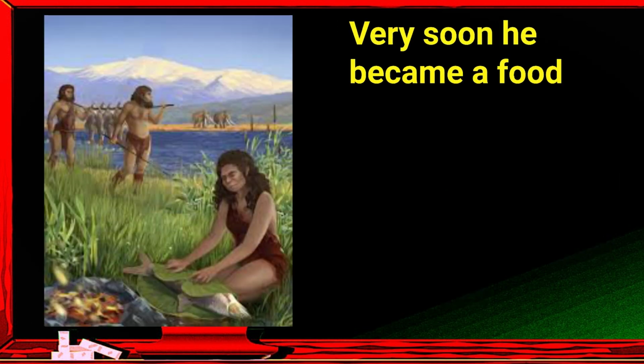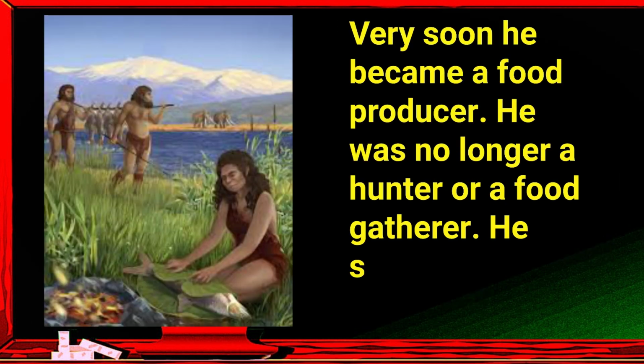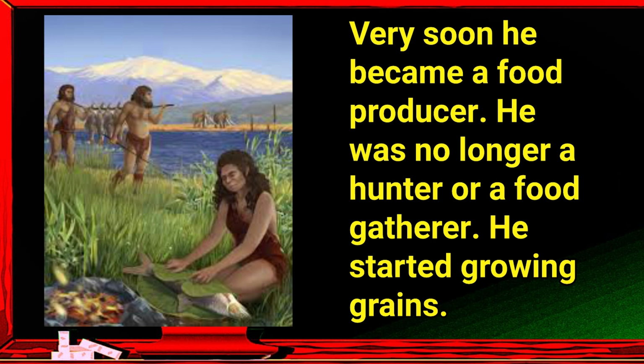By and by, early man discovered fire. He came to know the various uses of fire. Now he began to cook raw meat. Very soon he became a food producer. He was no longer a hunter or a food gatherer. He started growing grains.